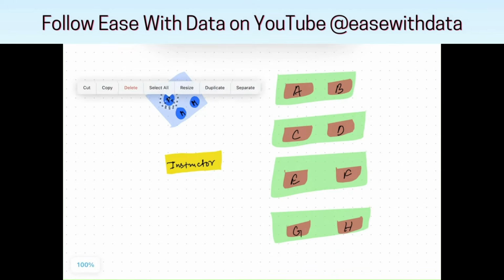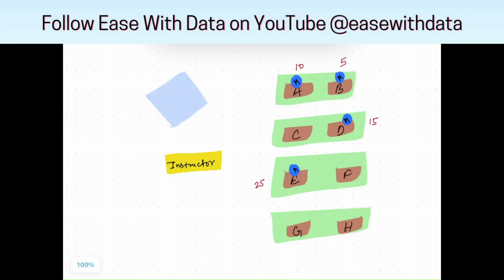Consider this marble pouch goes to A, this goes to B, this goes to E, and this goes to D. Now the instructor asks each of them to count the total amount of marbles in each pouch they have and to note it down on a piece of paper. A reports he has 10 marbles, B reports he has 5 marbles, E reports he has 25 marbles, and D reports he has 15 marbles.